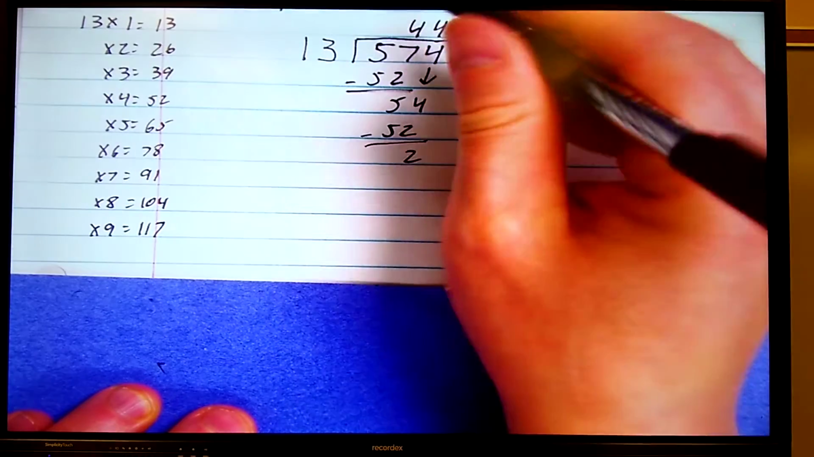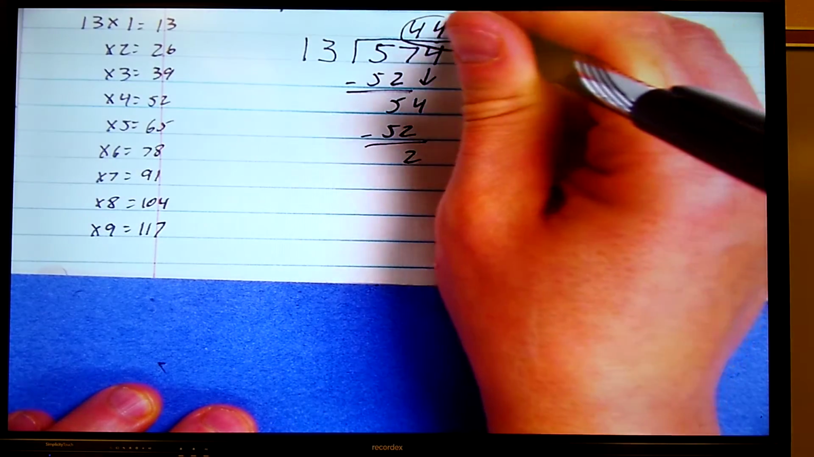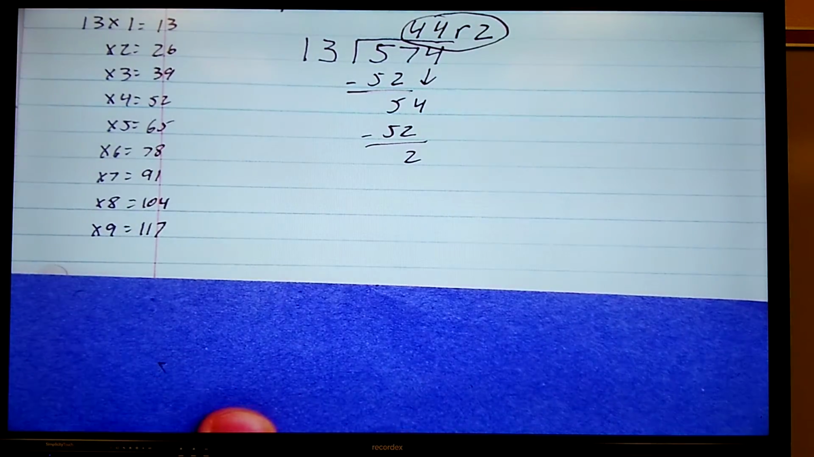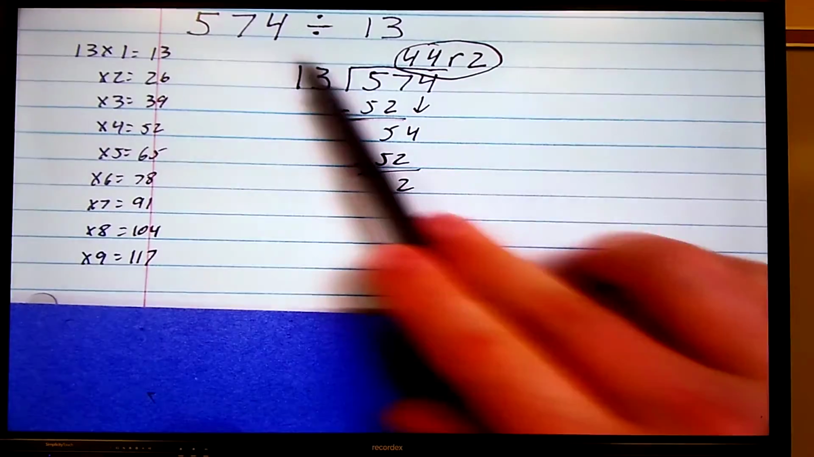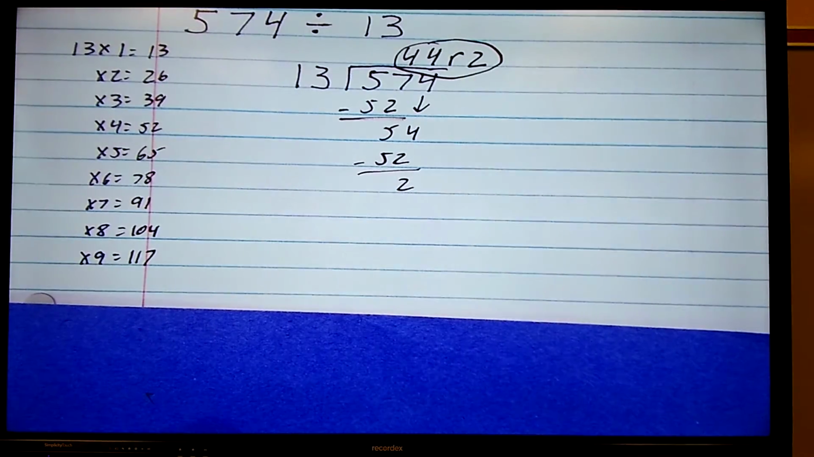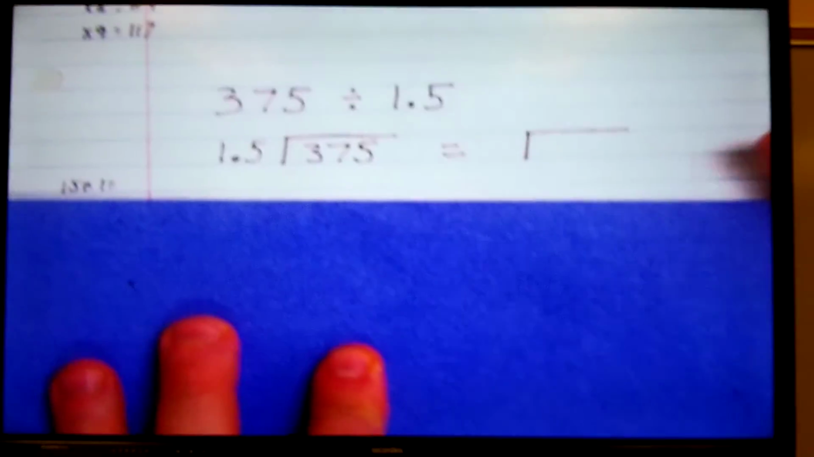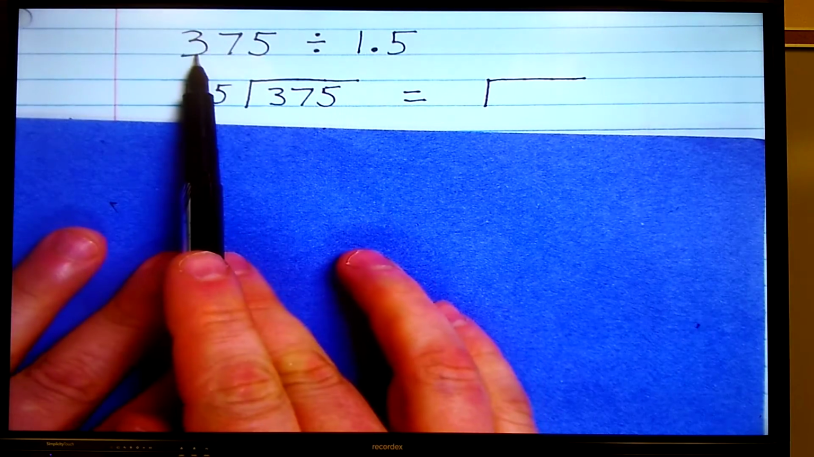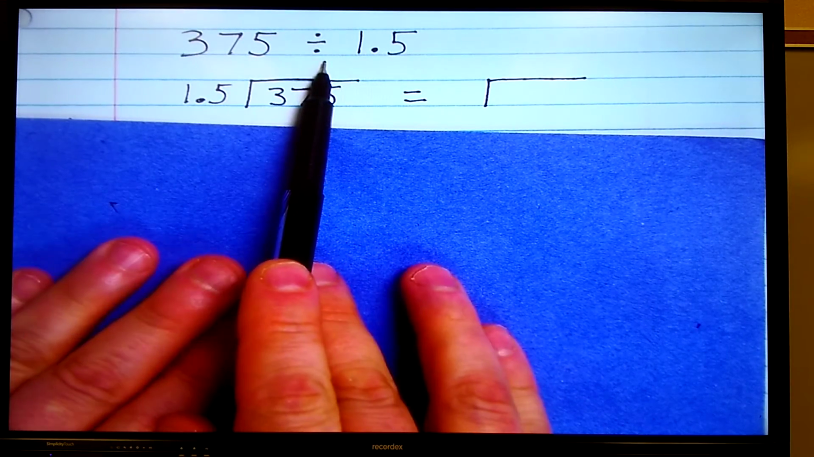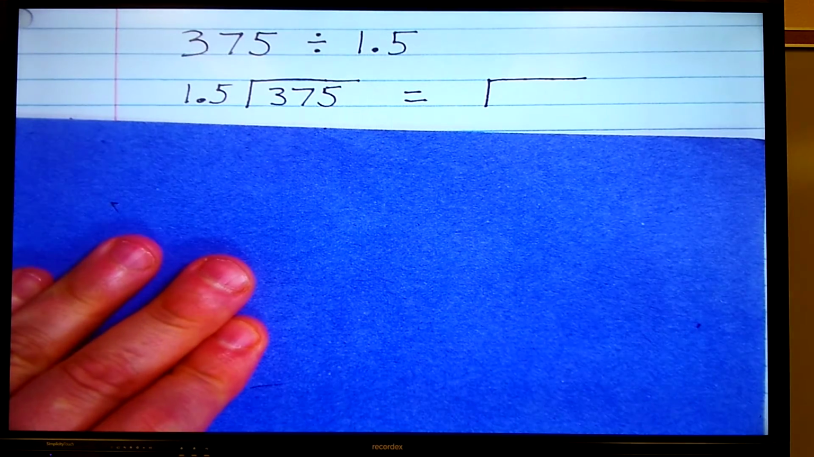I'm dividing whole numbers, so I can have a remainder. My quotient is 44, remainder 2. Remember, when you're dividing whole numbers, remainders are okay. But it's when you do this that remainders are not okay. 375 divided by 1 and 5 tenths.